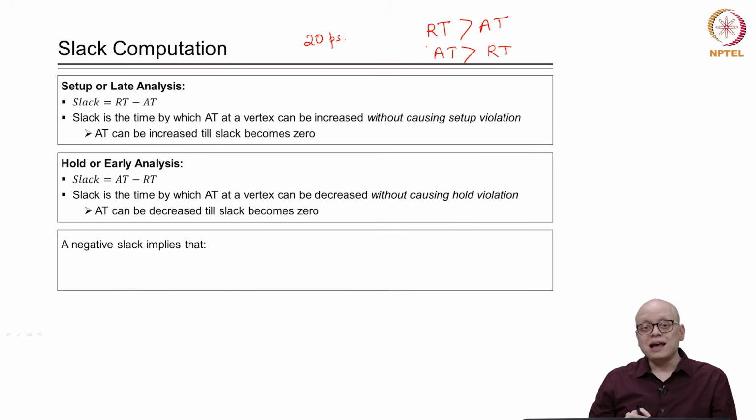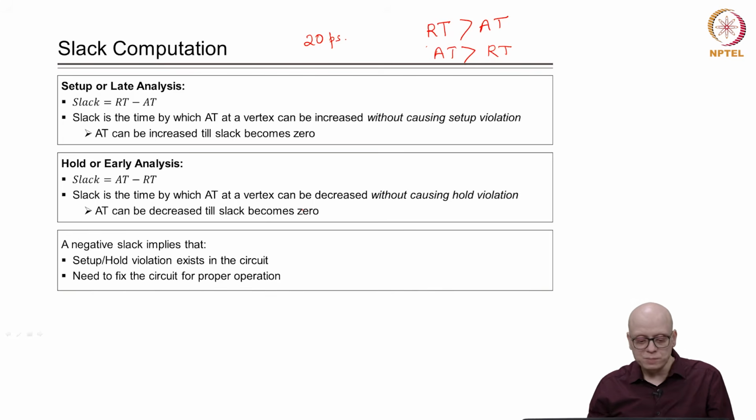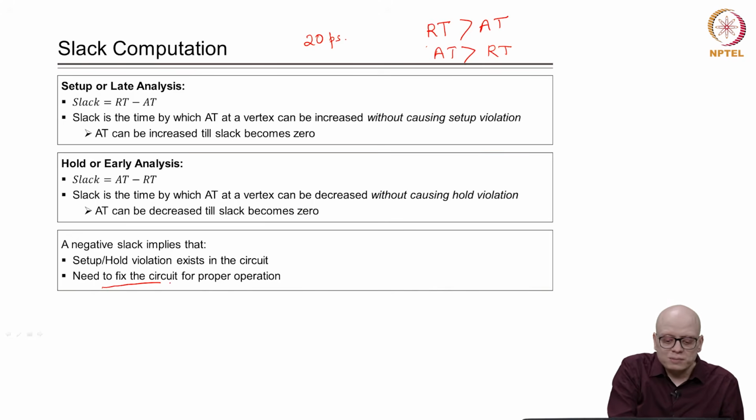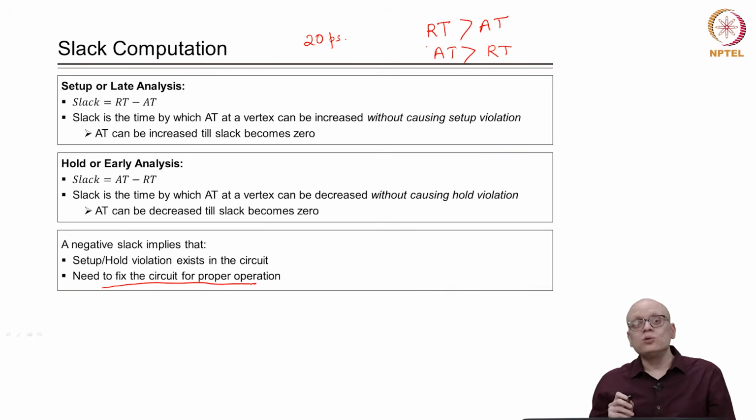So, a negative slack implies that there is a timing violation. If there is a negative slack for setup case, then there is a setup violation. If there is a negative slack for hold case, there is a hold violation, and if that happens, then we need to fix the problem in our circuit for the circuit to behave properly in terms of timing, right.